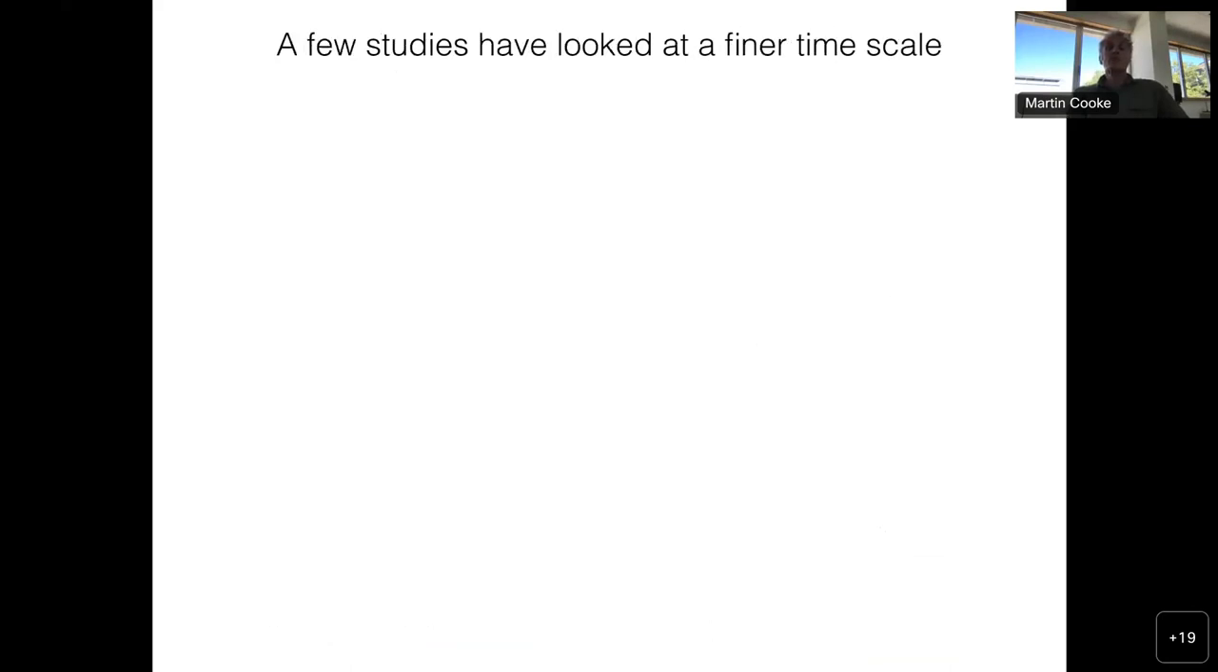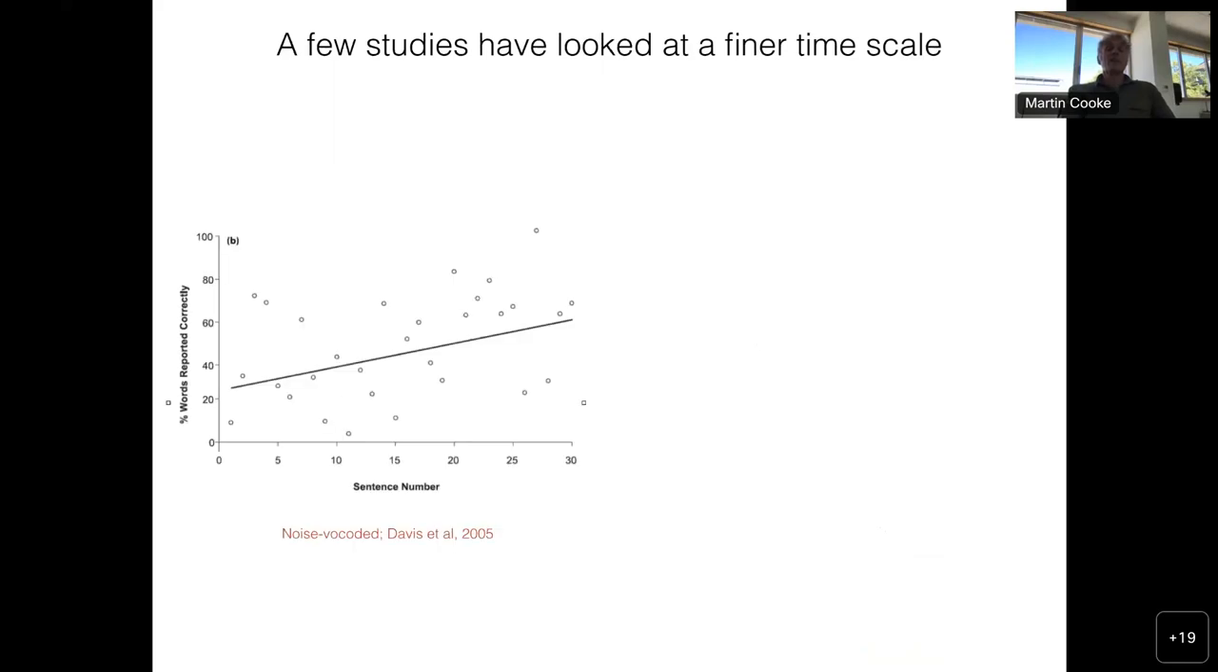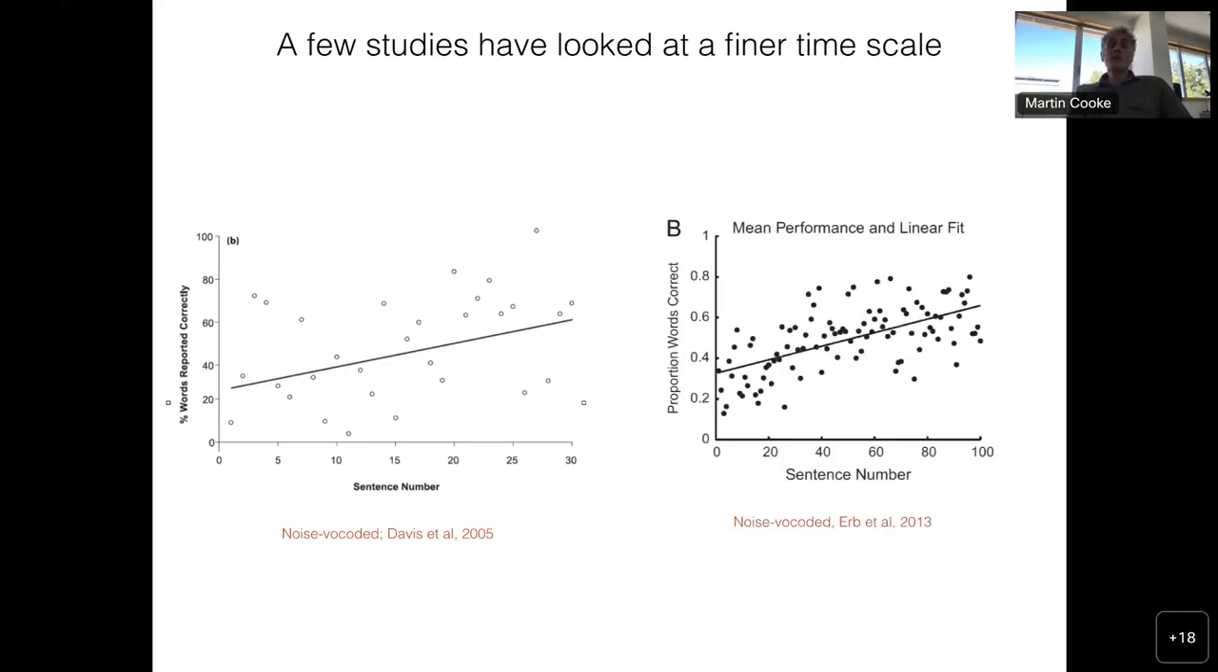Now, a few studies have started to look at a finer time scale. In fact, going back to 2005, Matt Davies and colleagues looked at noise vocoded speech. This was actually just one of many experiments, and the study was not really designed to look into this question of what the fine time course is. And so the best fit they found was a linear time course, a gradual improvement. But the important innovation here was that results were being examined at the level of individual sentences. Similarly with Julia Erb and colleagues, again, looking at noise vocoded speech. And again, we saw, or they saw a linear fit in that case.